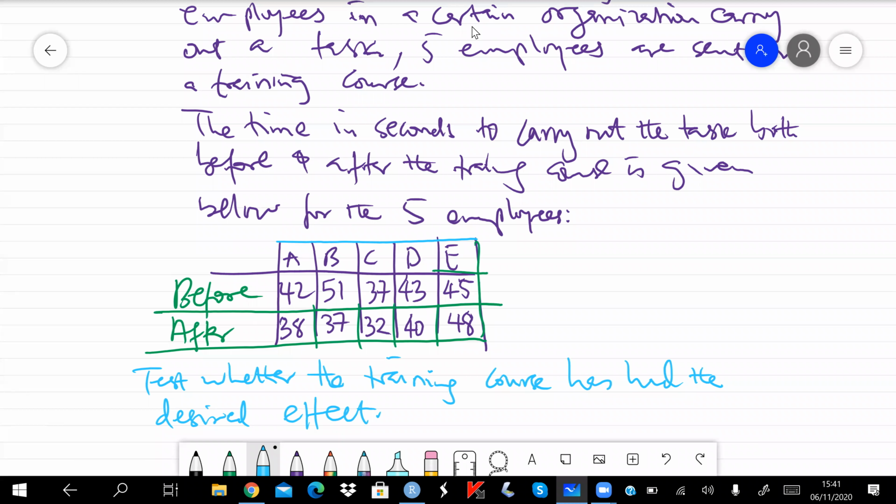So in short, you are checking whether the time taken to complete the task has decreased. So you'll be checking whether the difference is actually a negative value. If you take after minus before, you check whether that difference is negative. Or otherwise, you can just check whether B minus A is a positive value. Okay, so we'll try that after class.